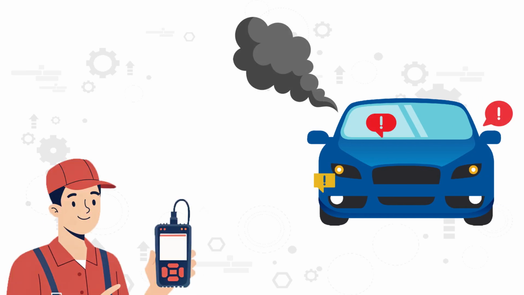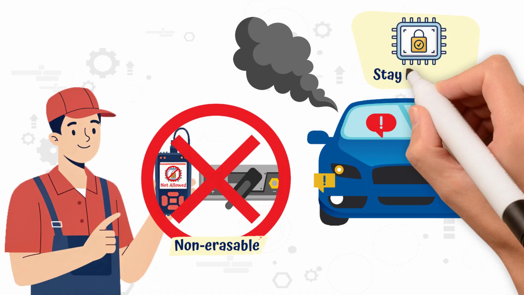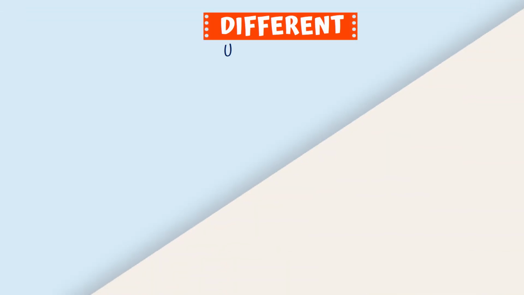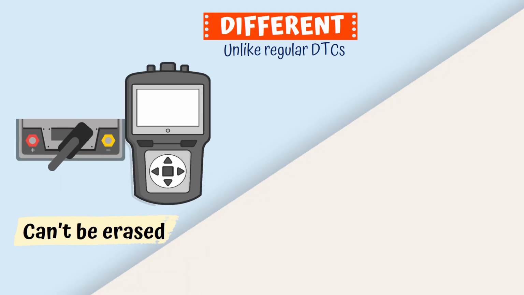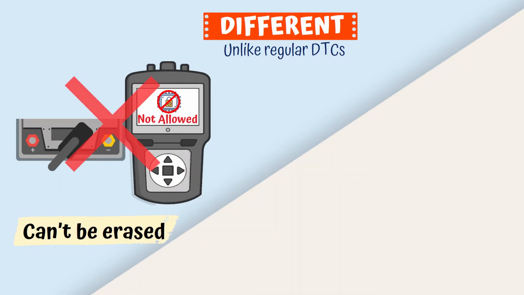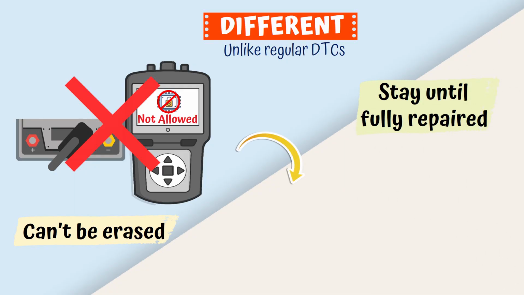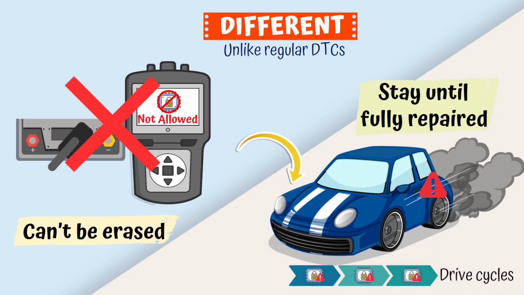Unlike other codes, a permanent DTC cannot be erased with a scan tool or by disconnecting the battery. It stays in the system until the car completes specific self-tests and proves the issue has been properly fixed. Unlike earlier types of DTCs, permanent DTCs can't be erased by simply disconnecting the battery or using a standard OBD scan tool. These codes are designed to stay in the system until the problem is fully repaired. After that, the vehicle's onboard system must monitor and verify through its self-tests that the issue is completely resolved. Only then will the permanent DTC automatically clear itself.